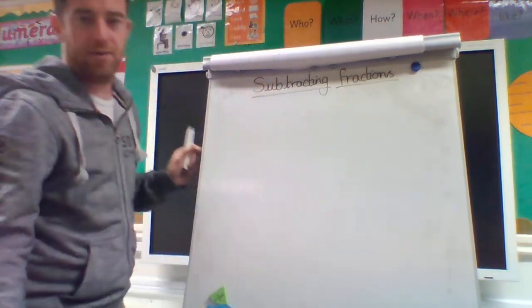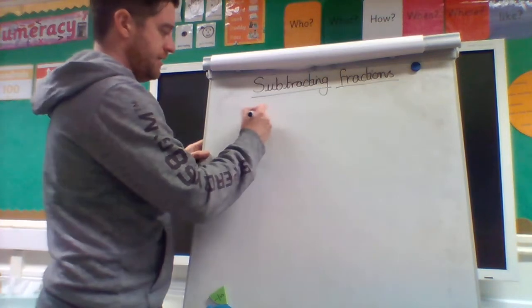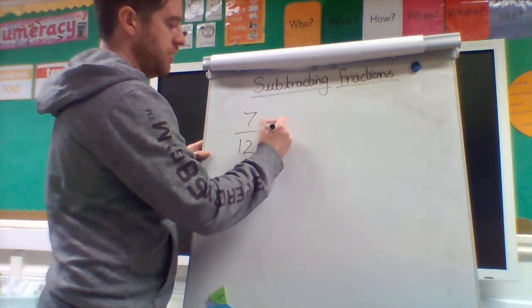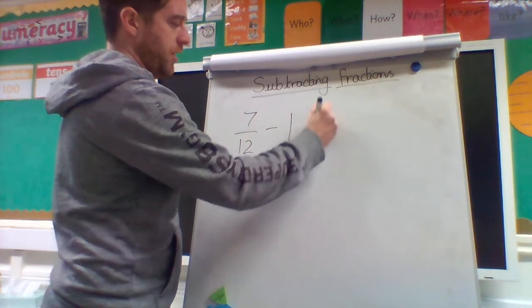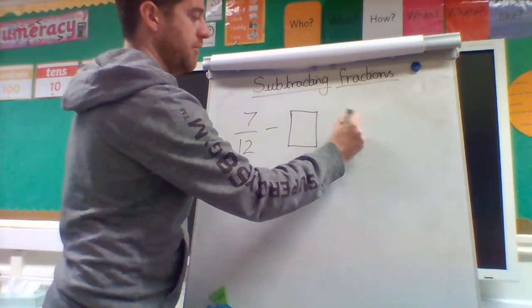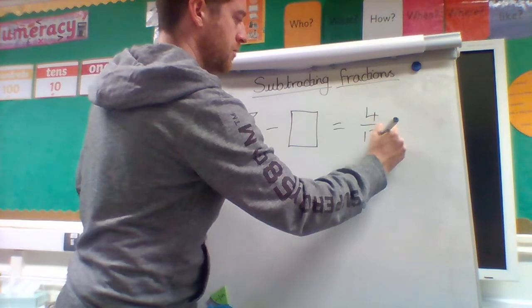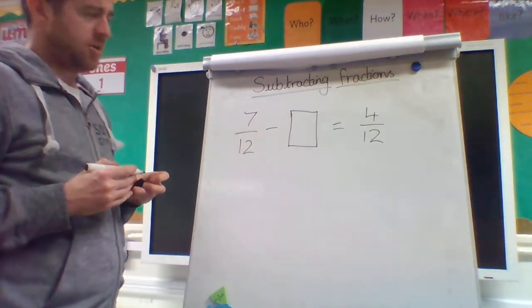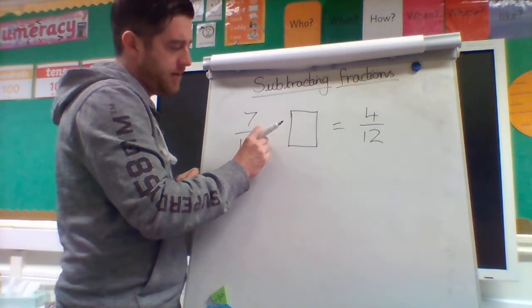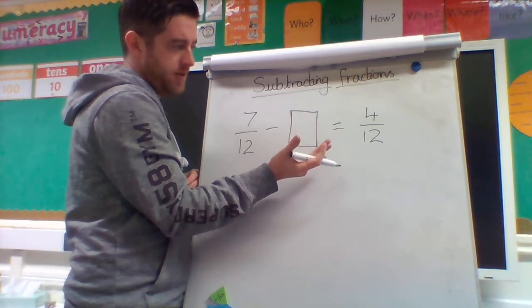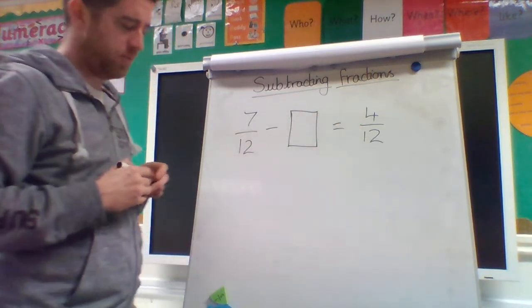Now, let's have a look at it in another way. 7/12 subtract something equals 4/12. So, this time I've got to find out how many 12ths were subtracted so that I ended up with 4/12.